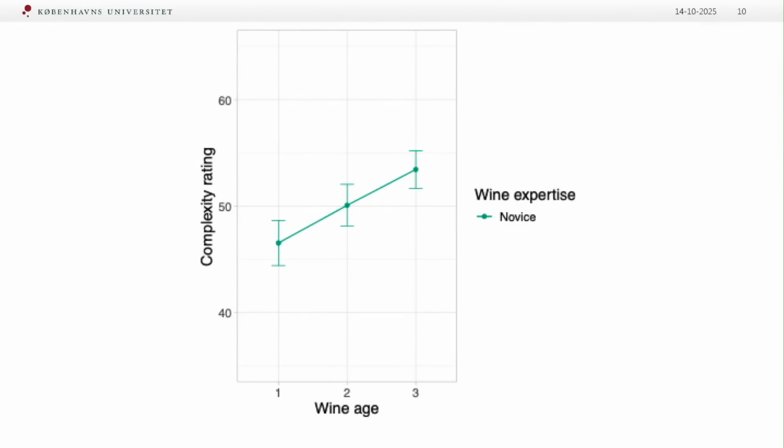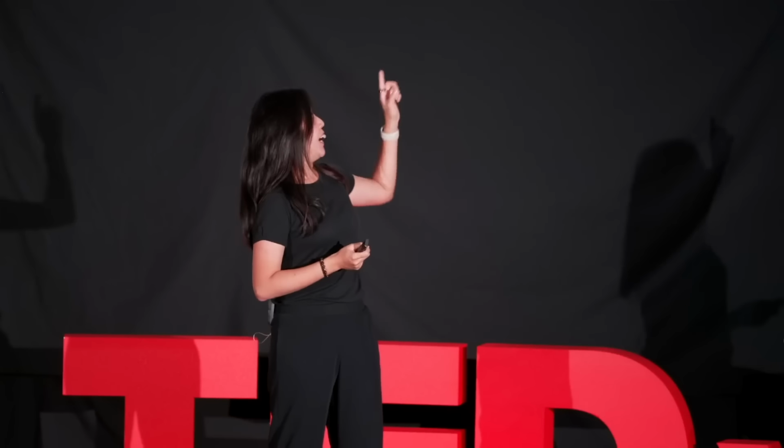So on this graph, I tried to make it simple. On the horizontal axis, we have the 3 different aging groups: 3 years, 10 years, 20 years. The green line represents the novices, so the people who don't know that much about wine. You can see that there's a slight upwards curve, right? So people kind of think as the wine gets older, it gets more complex. Actually, this is not statistically significant.